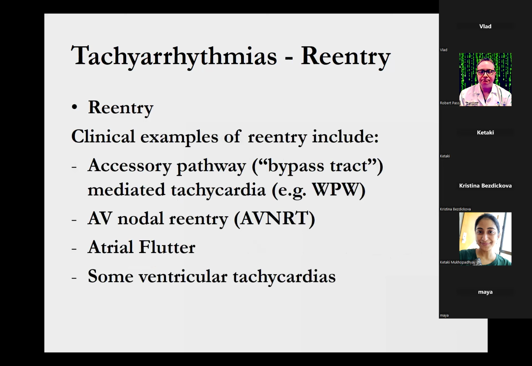Some of the most important clinical examples of reentrant arrhythmias include accessory pathway or bypass tract mediated tachycardia, with WPW being the classic example. AV nodal reentry is a very common form of reentrant tachycardia. Atrial flutter is a reentrant arrhythmia, and then some forms of ventricular tachycardia are also reentrant arrhythmias.